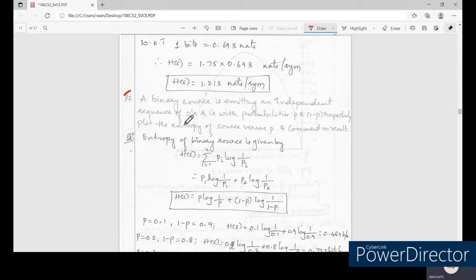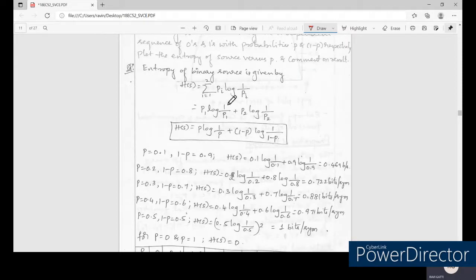Okay, so let us try to find the entropy of the binary source. H of s is nothing but the summation over i equal to 1 to 2, since we have 2 symbols, of p i log of 1 divided by p i. If I substitute this, what will we get? P1 log of 1 by P1 plus P2 log of 1 by P2.